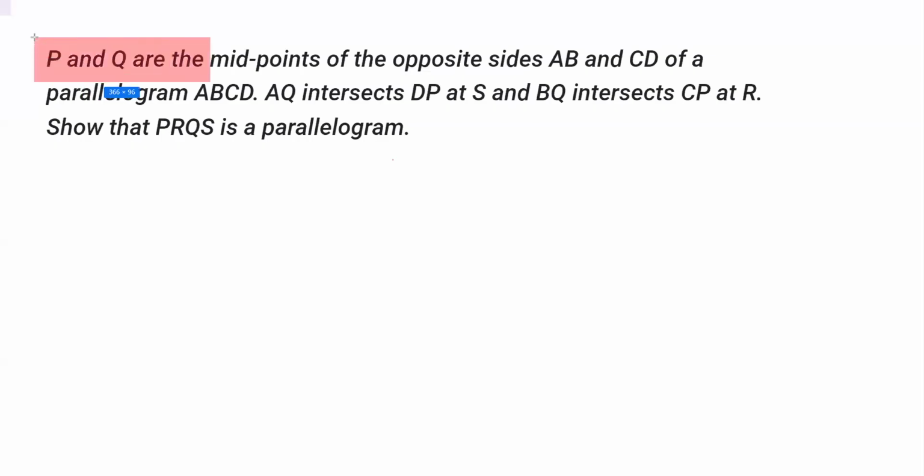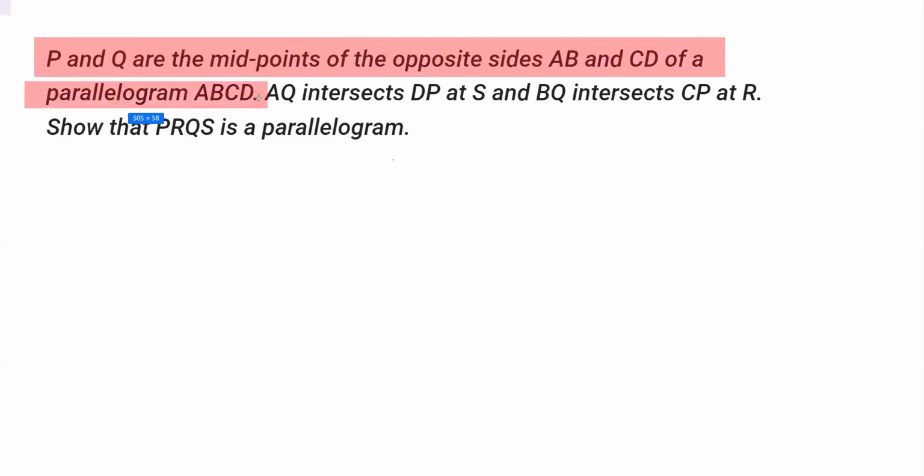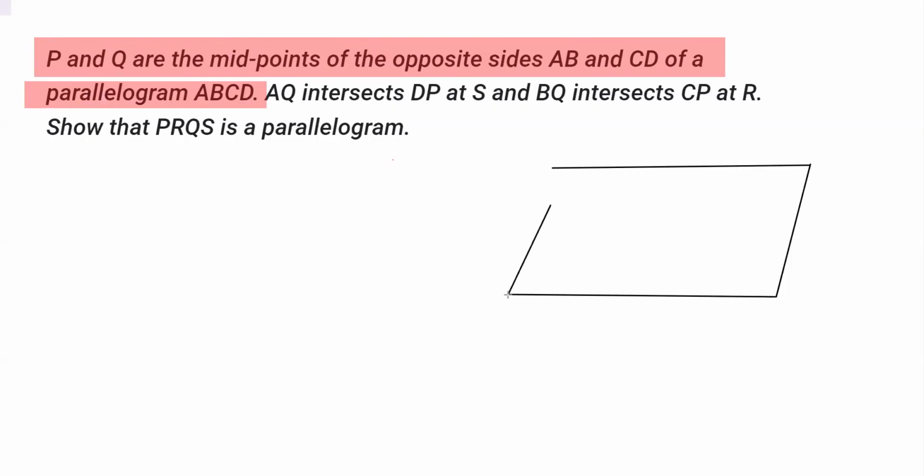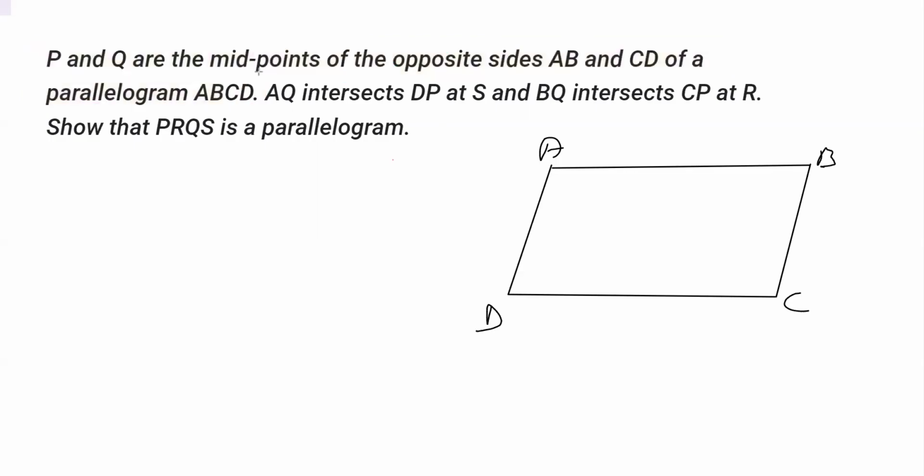The question says P and Q are the midpoints of opposite sides AB and CD of a parallelogram ABCD. So let's say first I draw the parallelogram ABCD. This is a parallelogram ABCD. We are given points here, that is AQ and DP intersect. That means first of all we'll take the midpoints here.